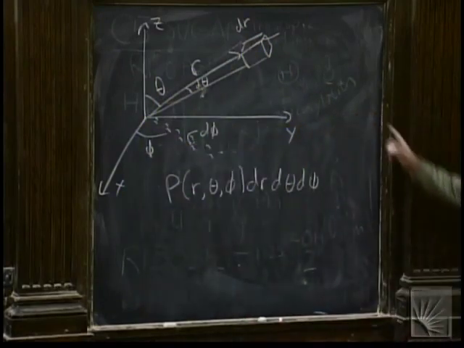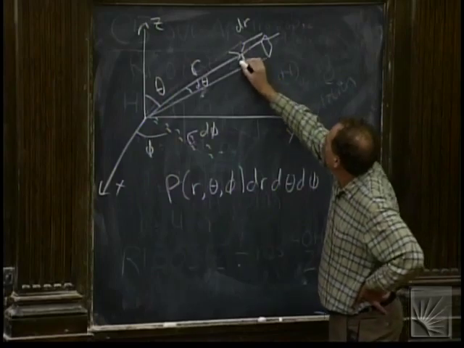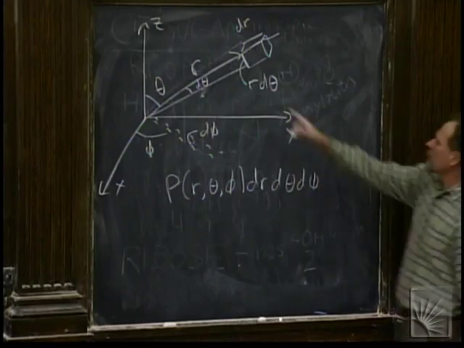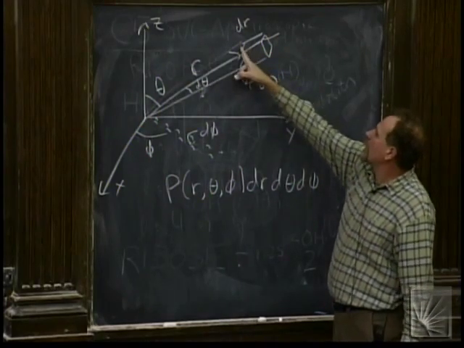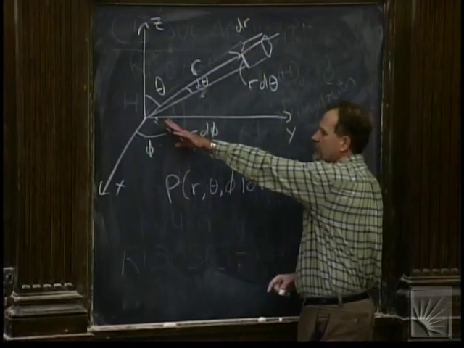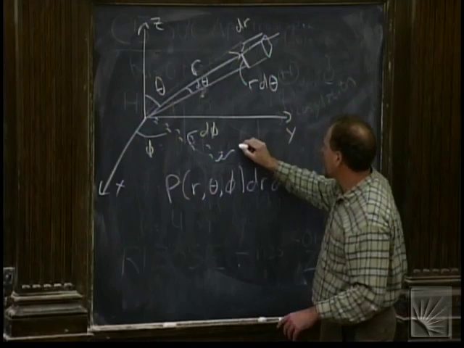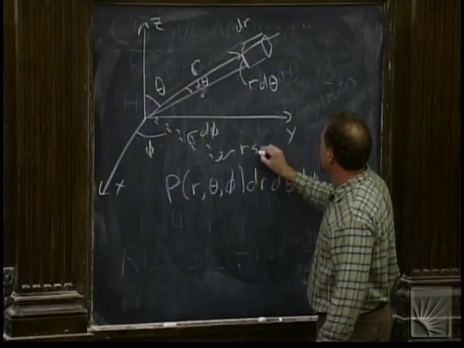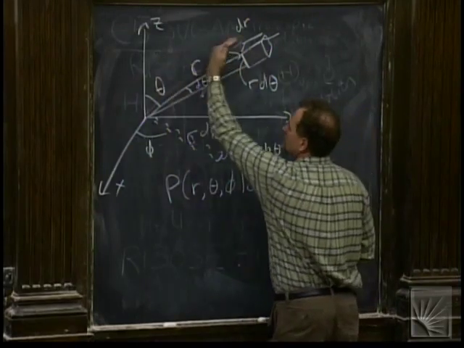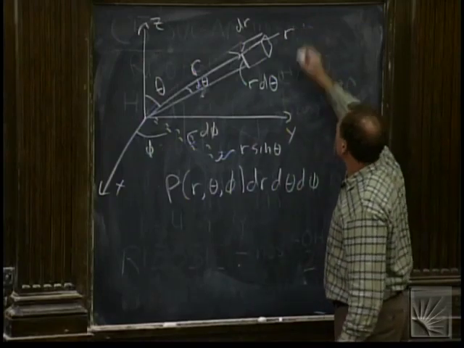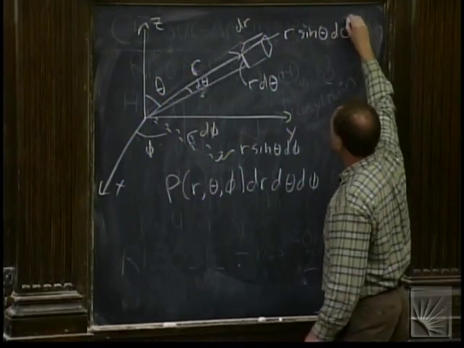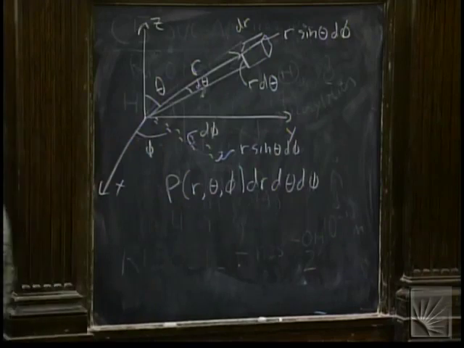But it's not quite so straightforward. This arc length is r d theta. That arc length is r d theta. This arc length is not r d phi, because phi was defined down in this plane. That arc length is d phi times that arm. That arm is r sine theta, because this was theta. So this is r sine theta d phi. This piece here is often just written as dv, the volume element.